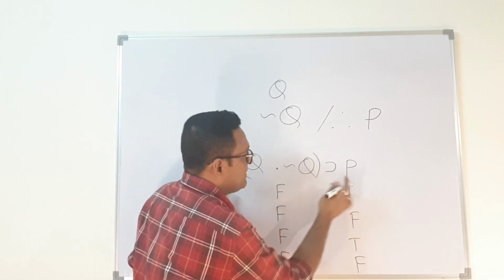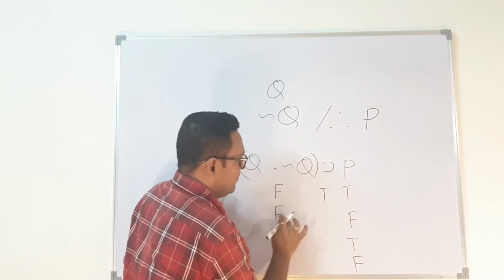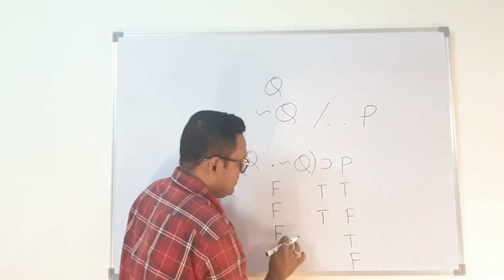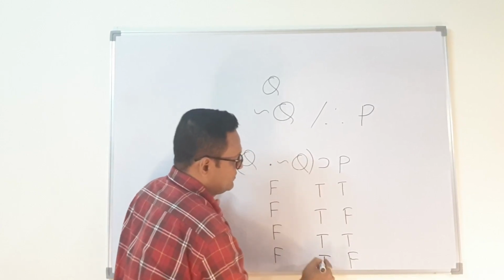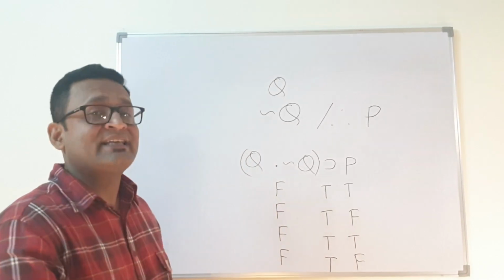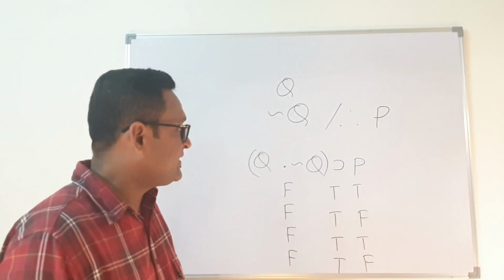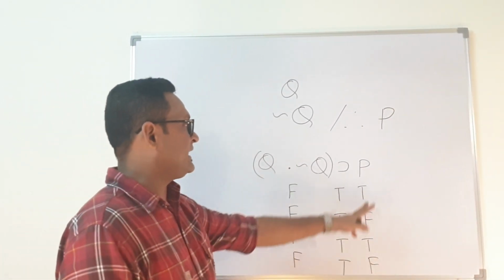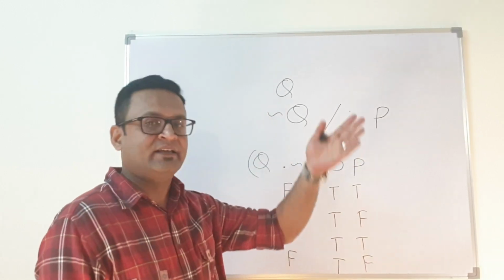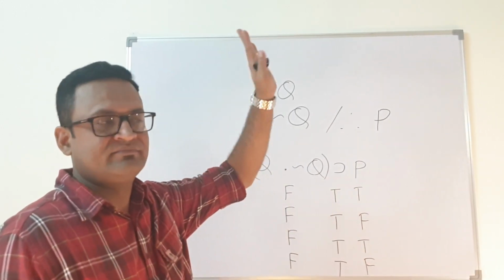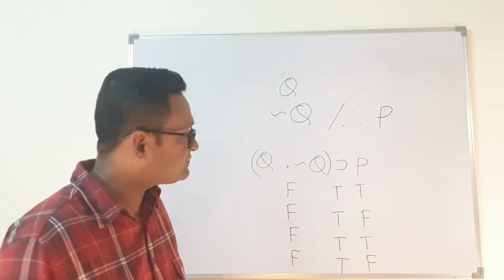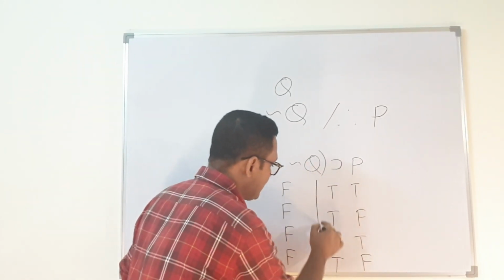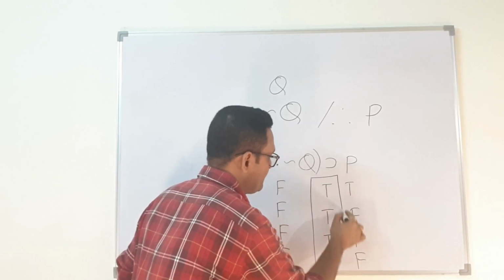So false implies true is true, false implies false is true, false implies true is true, false implies false is true. In fact, you know that false implies anything is true, right? So irrespective of the fact that here it is P, it could have been anything, Q, R, Z, N, I do not know what, you can put anything. This has come out to be a tautology.